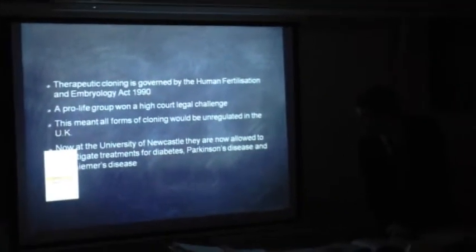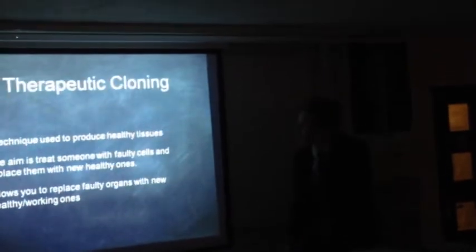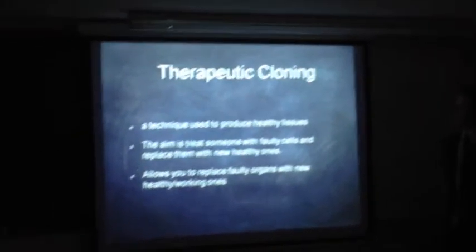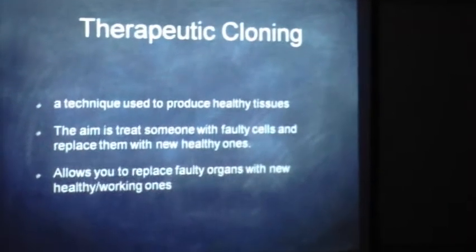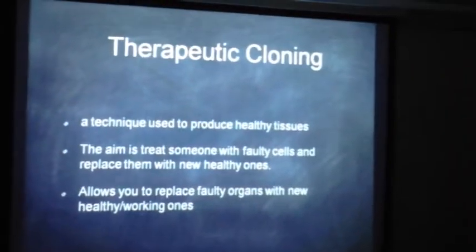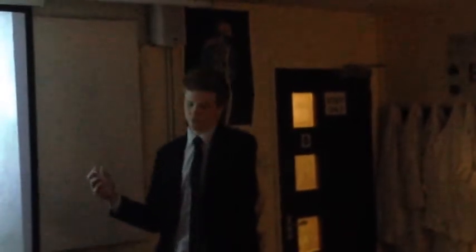So what is therapeutic cloning? Therapeutic cloning is a technique used to produce healthy tissues. The aim is to treat someone with faulty cells and replace them with new healthy ones. It allows you to replace faulty organs with new healthy working ones. So say you had a lung puncture and you needed to replace a lung. You would be able to get rid of that lung and replace it with a new working lung, so you get your 2 lungs working again. So I'll now draw therapeutic cloning.